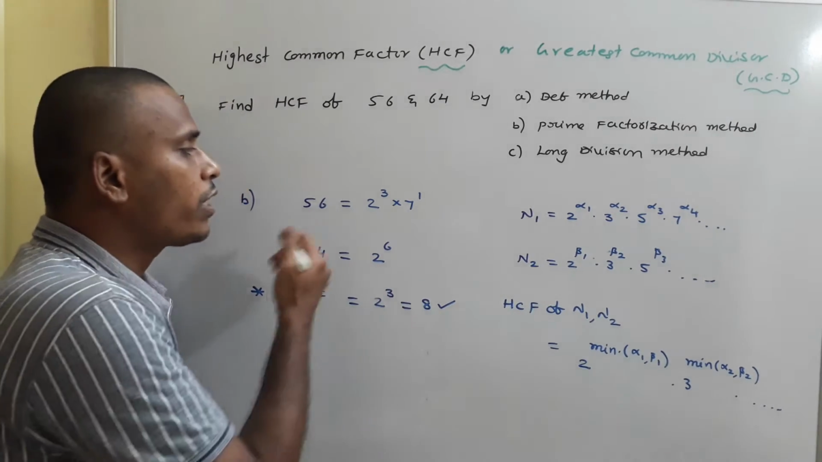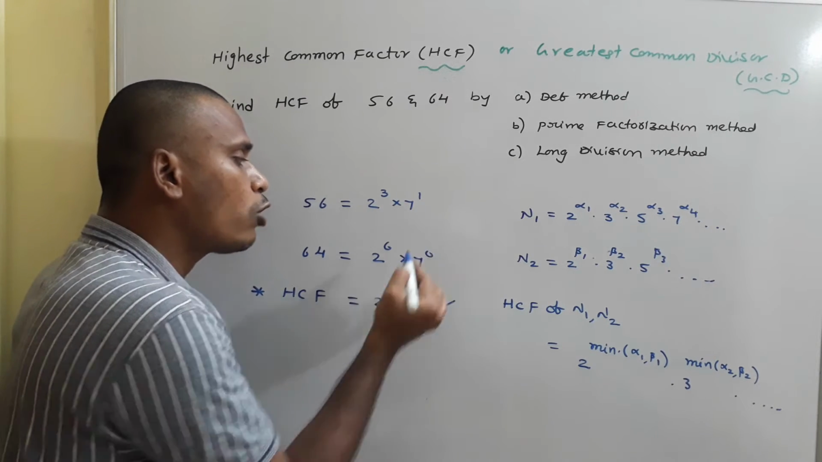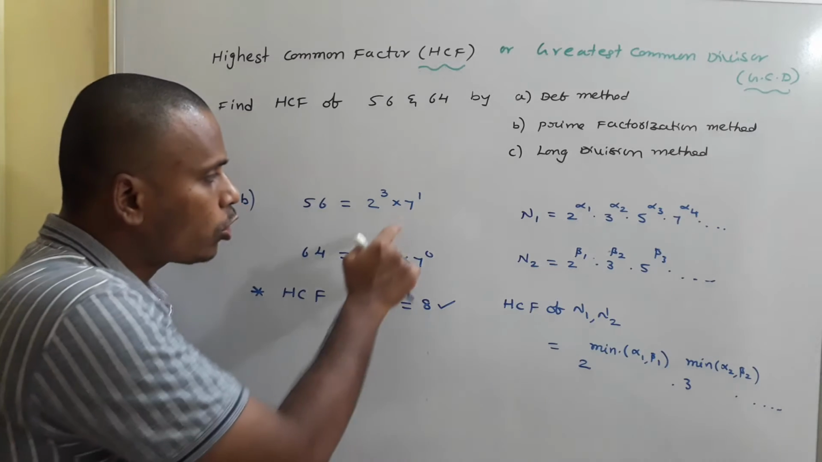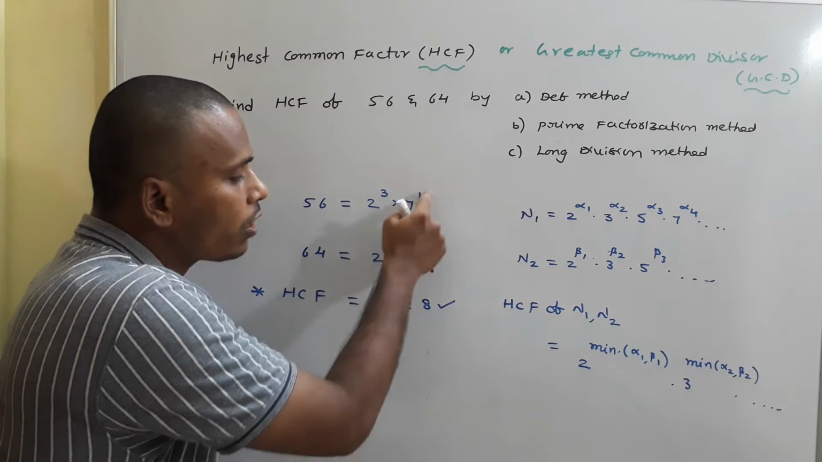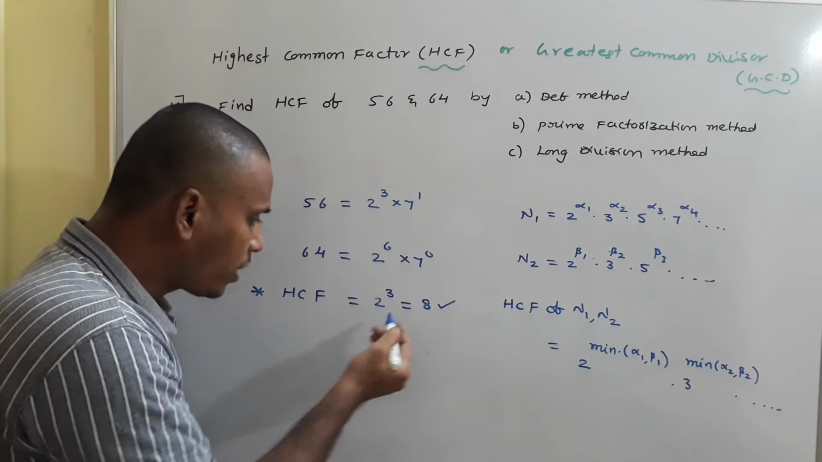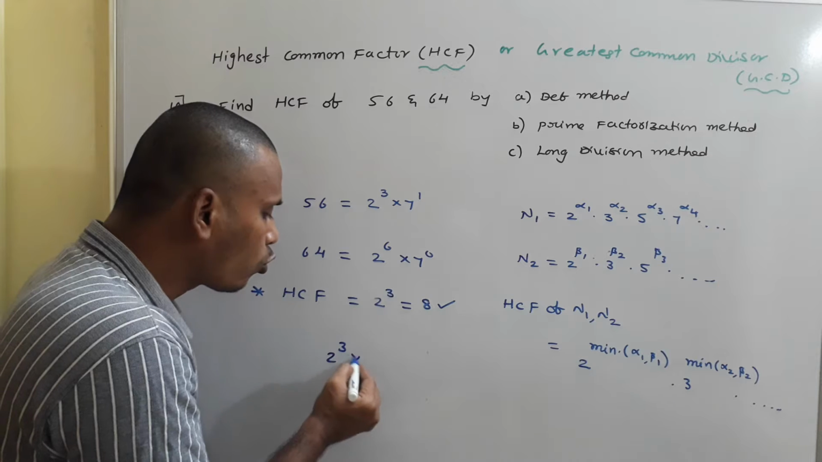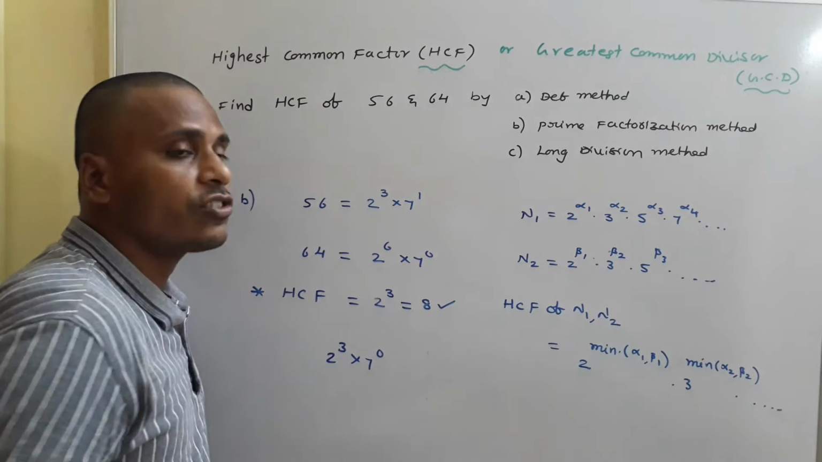Whereas for 56, 7 power 1 is involved. For 64, since 7 is not involved, you may write it as 7 power 0. So now when you think about 1 and 0, the minimum value, the smallest value, is 0, so you need to use 7 power 0 here. The HCF is 2 cube, or you may write 2 cube into 7 power 0. 7 power 0 is 1, we know, so your answer is 8.